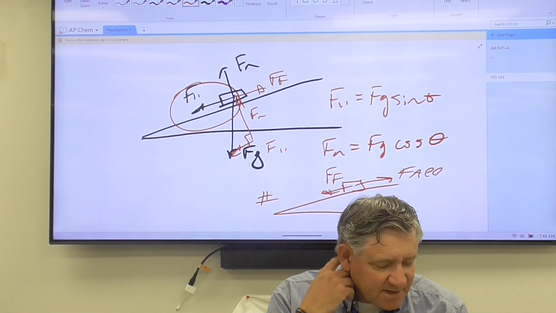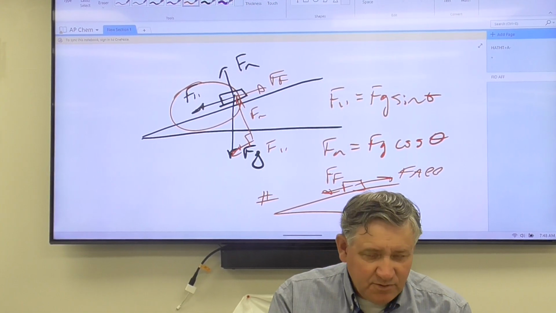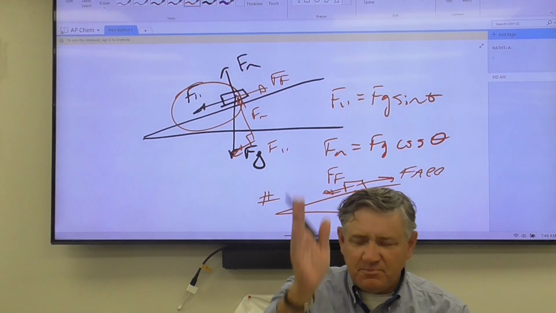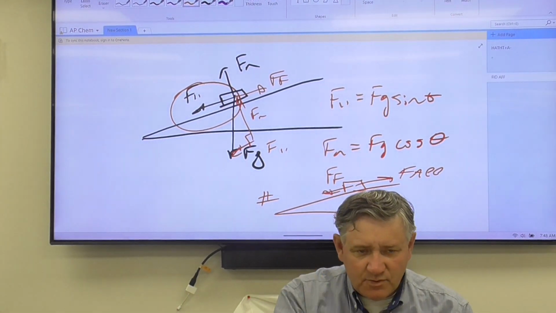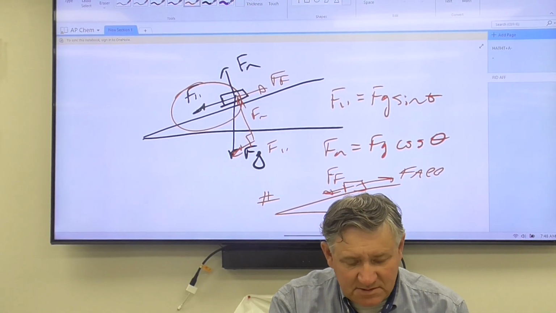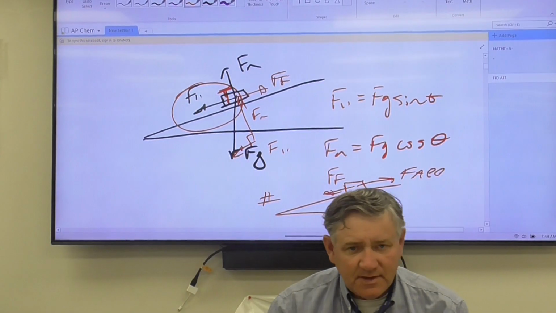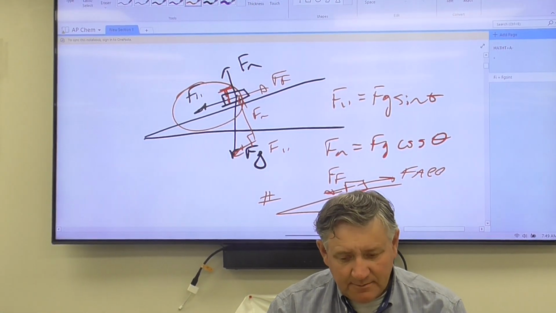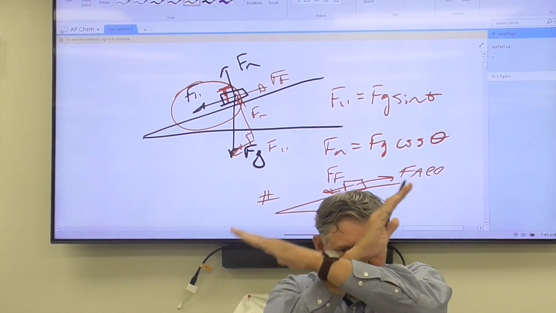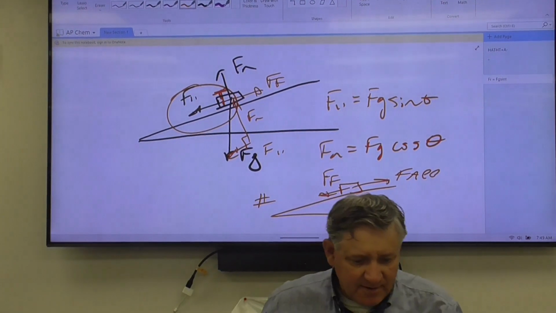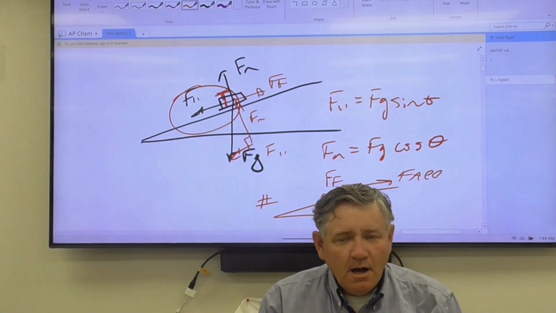Make sure on your diagrams that when you draw that normal force, do not draw the normal force pointing straight up. The normal force does not point straight up. The normal force is at a right angle to the inclined plane. So it's like this. As that inclined plane changes, your normal force is always going like that.